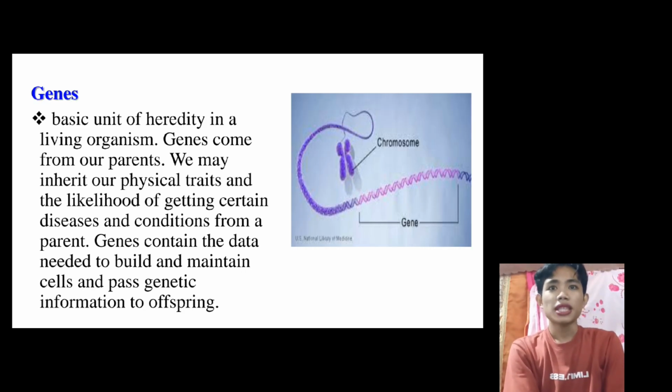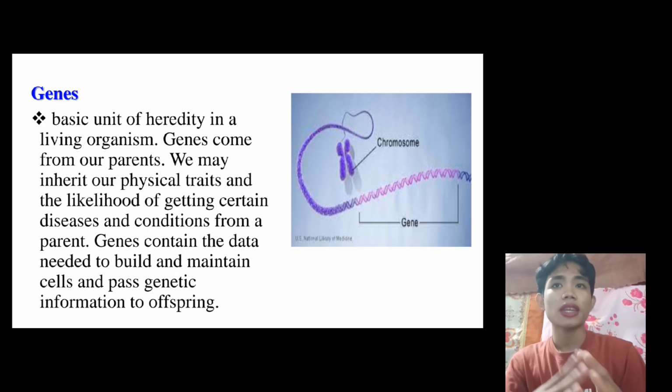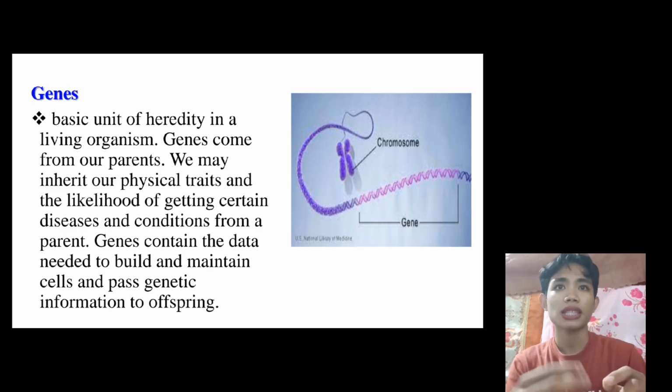Genes. The basic unit of heredity in a living organism. Genes come from our parents. We may inherit our physical traits and the likelihood of getting certain diseases and conditions from a parent. Genes contain the data needed to build and maintain cells and pass genetic information to offspring. Genes are the fundamental units of heredity, tiny segments of DNA that carry instructions for how living organisms grow, develop, and function.